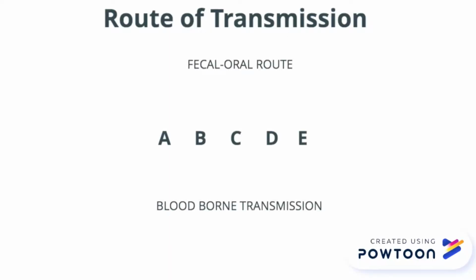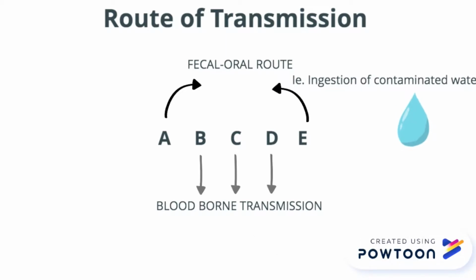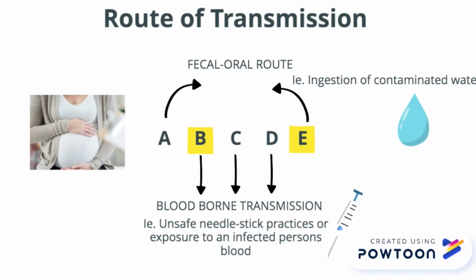Hepatitis A and E are transmitted primarily by the fecal-oral route, such as the ingestion of contaminated water, whilst B, C, and D all exhibit blood-borne transmission, such as via unsafe needle stick practices or exposure to an infectious person's blood. Additionally, hepatitis B and E can be transmitted from mother to child during birth.